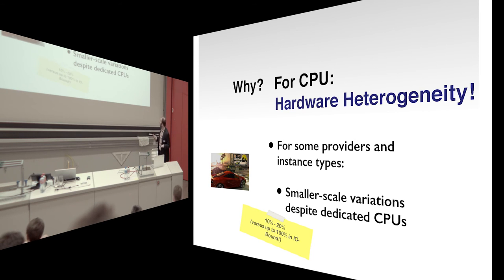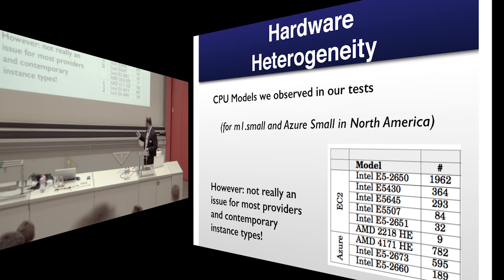And here, the answer is somewhat interesting, because in some cloud providers, not in all of them, you see a concept that is called hardware heterogeneity. That basically boils down to the fact that data centers are not built from scratch all the time. They grow over time. They're kind of organic. Amazon is constantly rolling out new servers and replacing old servers.